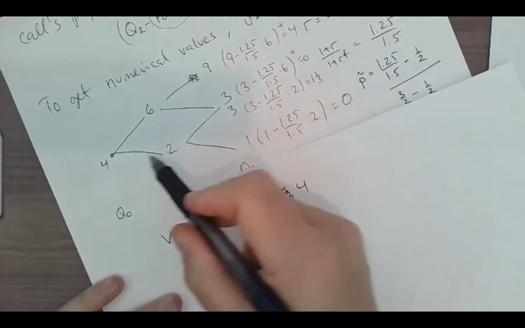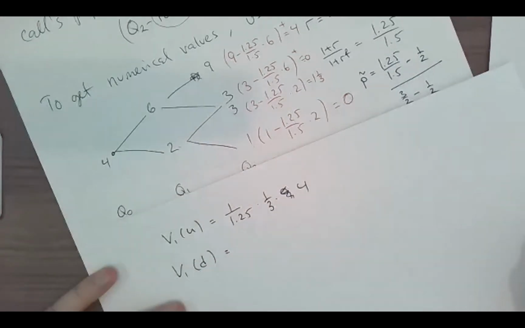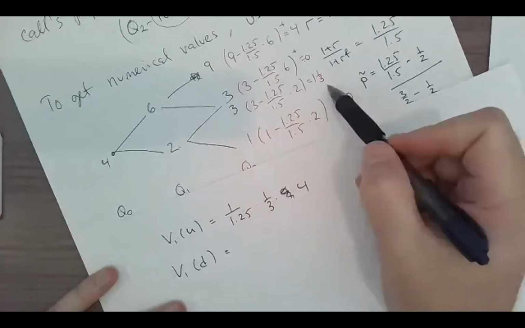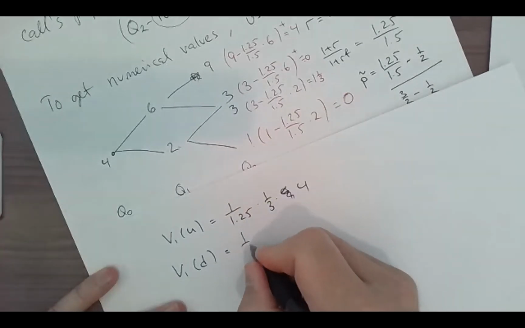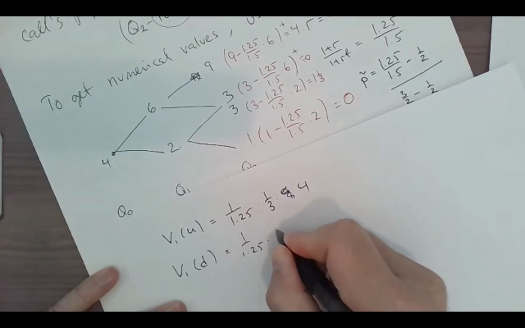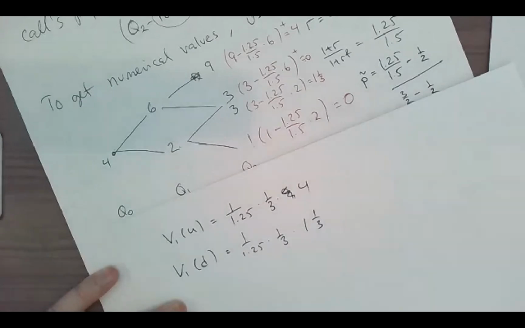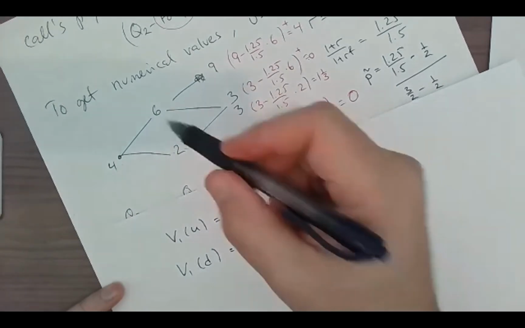And what do we get down here? This will be the V1 of D. These two payoffs roll back. So we're here in the down state. This is 1 divided by 1.25, 1 over 3 times 1/3. This will give me the two values here.